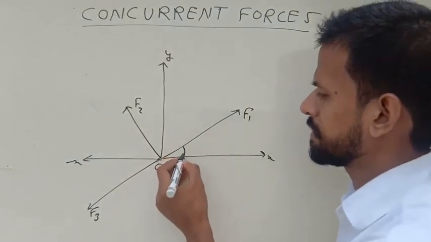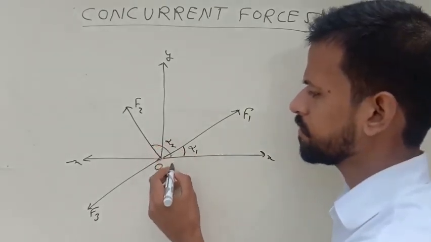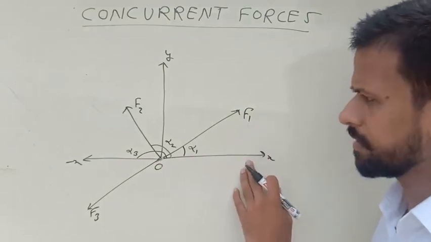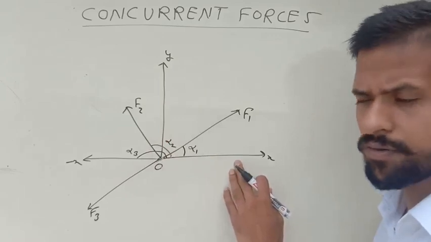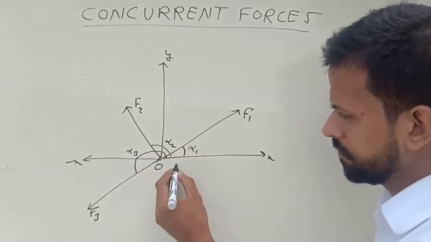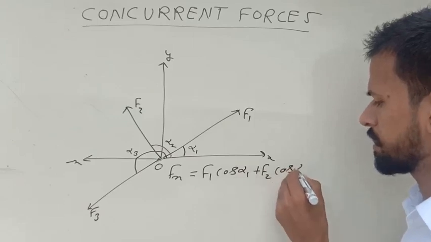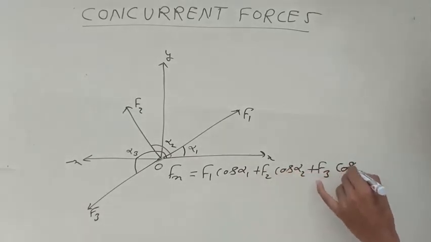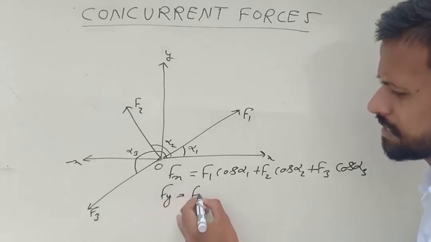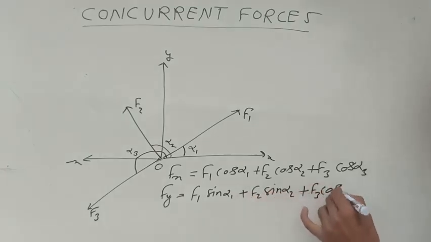Now suppose the direction of F1 is alpha 1. We measure this angle from the positive x-axis. This is alpha 2 and this is alpha 3. Then the x component of F1 is F1 cos alpha 1, of F2 is F2 cos alpha 2, and of F3 is F3 cos alpha 3. So Fx is equal to F1 cos alpha 1 plus F2 cos alpha 2 plus F3 cos alpha 3. This is the net force along the x-axis. Similarly, on the y-axis, this is F1 sin alpha 1 plus F2 sin alpha 2 plus F3 sin alpha 3.